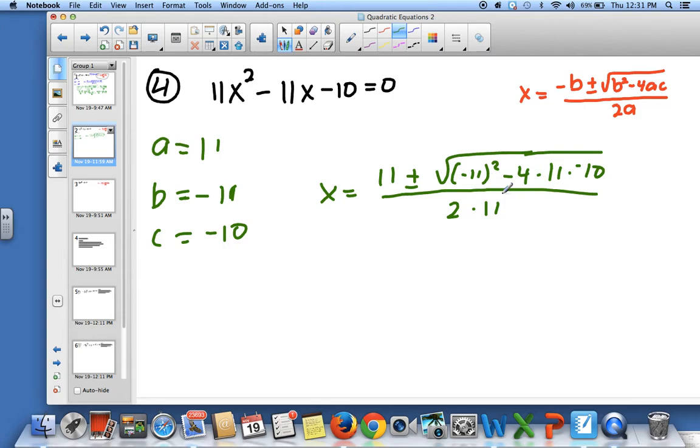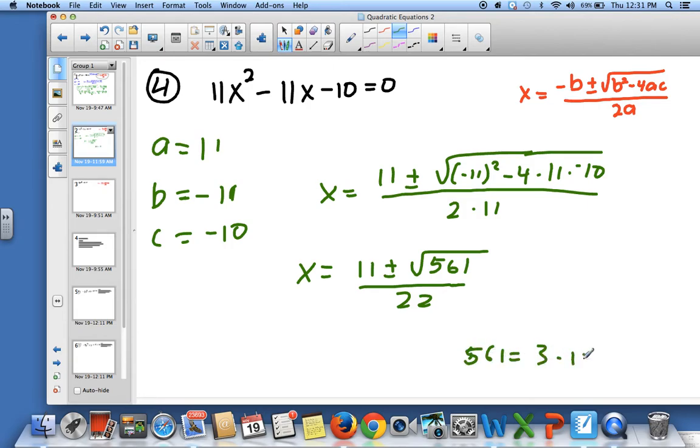When I do that, I get x equals 11 plus or minus, I'll let you figure out how to do this, but what I got for this one was the square root of 561 over 22. We have to break down 561. It turns out that 561 is 3 times 11 times 17. If I take the square root of that, nothing's going to come out. So the answer would be this right here.